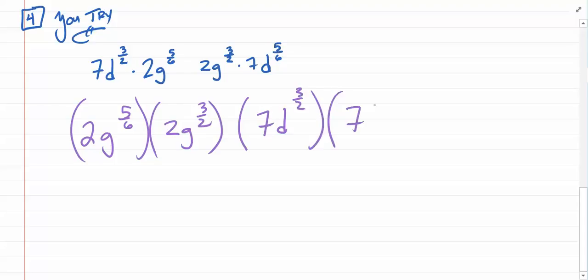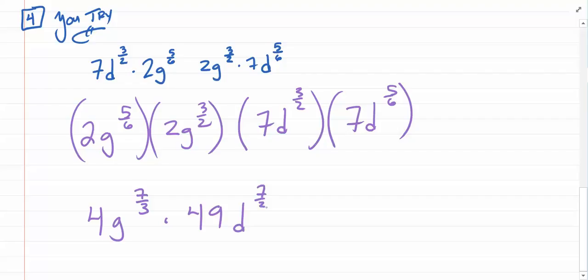Okay. And then I got 4g to the 7/3. 7/3. Very good. Okay. And then 49d to the 7/3. 49d to the 7/3 as well. All we have to do is multiply the 4 and the 49, and what do you get? 196d to 7/3 and g to 7/3. There you go, 196 g to the 7/3 d to the 7/3, and that is the right answer.